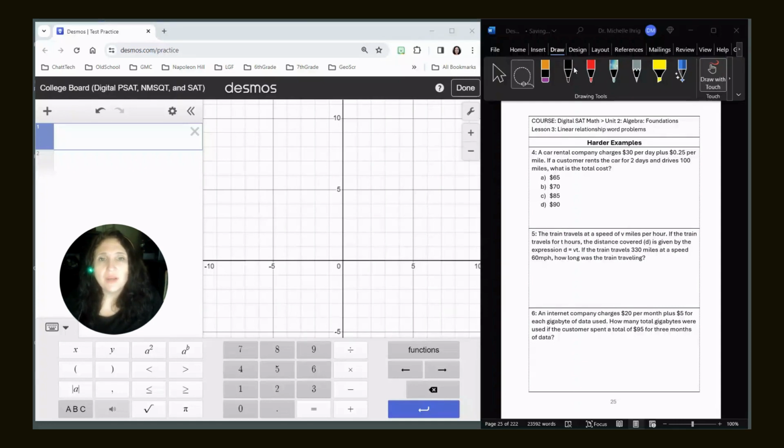Right now we are focusing on Unit 2, Lesson 3, Linear Relationship Word Problems, the harder examples. So if you are in Khan Academy and you have orange on Unit 2, Lesson 3, this is the video that you want to watch. We're going to answer these questions using the Desmos calculator.